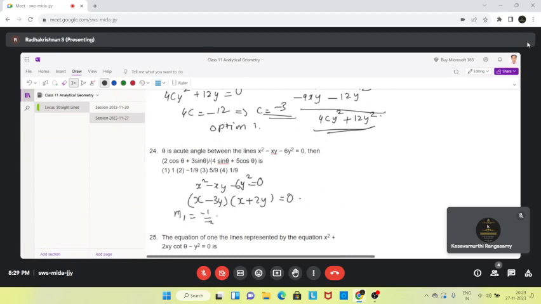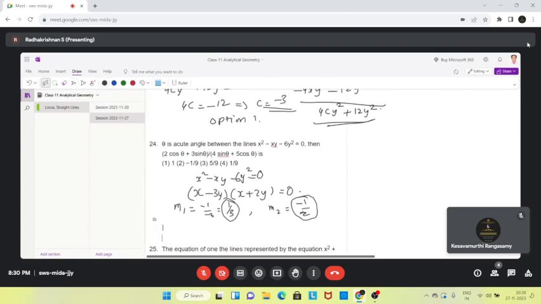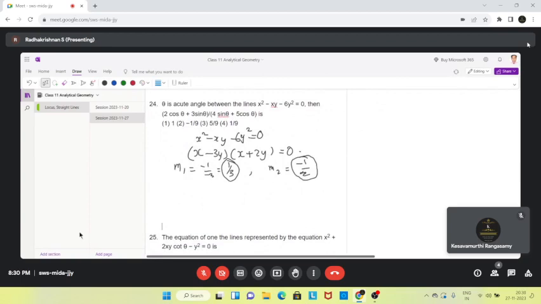The slope of the first line is minus 1 by minus 3 equal to 1 by 3. Slope of the second line is minus 1 by minus 2, simply minus 1 by 2. So slope of the first line is 1 by 3 and slope of the second line is minus 1 by 2. So if the two lines whose slopes are given, what is the angle between the two lines? It is given by tan theta equal to, so tan A minus B formula, right? So m1 minus m2 divided by 1 plus m1 m2.